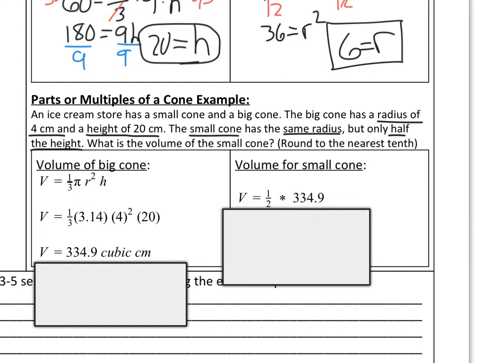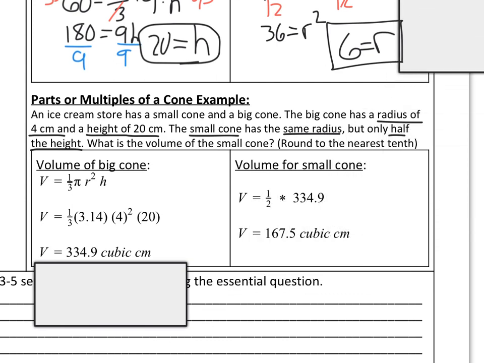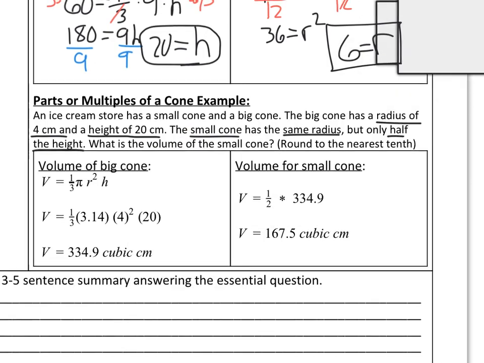Okay, if you said multiply by a half, you would be correct because everything else is the same here, 1/3 pi r squared, but h is only half the size, so we can multiply that by a half. And if you do that, you're going to end up with 167.5 cubic centimeters. Of course, if we had this question, you would totally be able to say, let's just take the radius of 4 and a height of 20, take that height of 20 and cut it in half to 10, and we could have solved directly using a radius of 4 and a height of 10. Either way, should have ended up with the same answer.